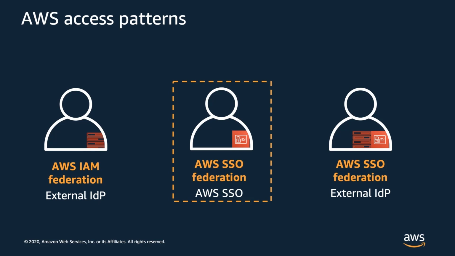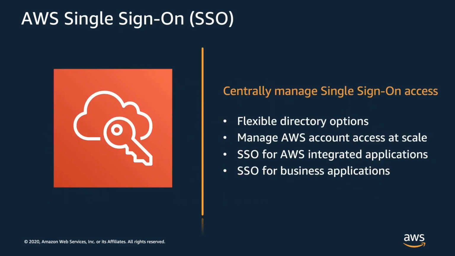Next, we'll move on to AWS SSO Federation using AWS SSO as the actual identity provider. So this is a use case where you may not have an external identity provider and you just want to leverage a native AWS service. So just a quick primer for those who aren't familiar with AWS SSO. It's a native service that really allows you to centrally manage single sign-on access. So it allows for flexible directory options. You can manage AWS account access at scale, and you can provision single sign-on access to AWS integrated applications as well as business applications. But really what we're focused on in this talk are these first two, flexible directory options and managing AWS account access at scale.